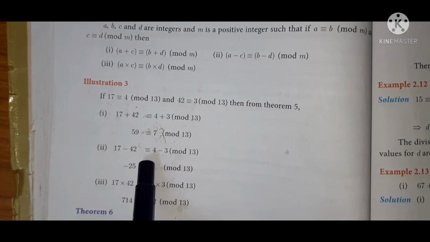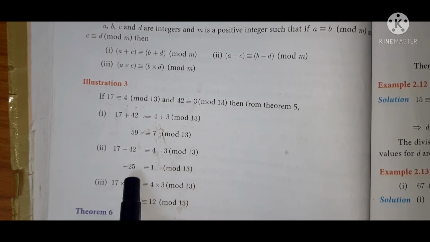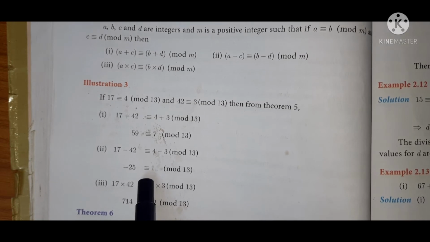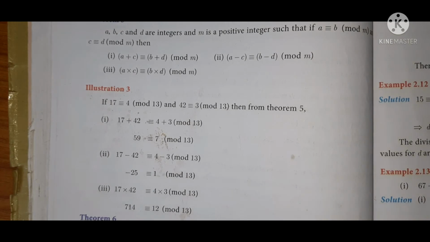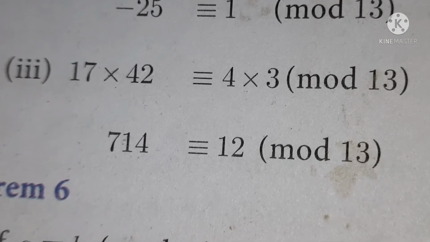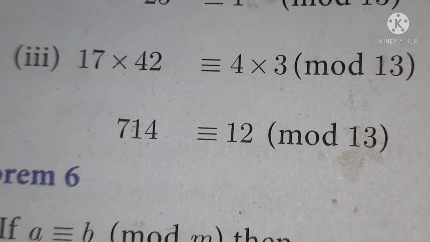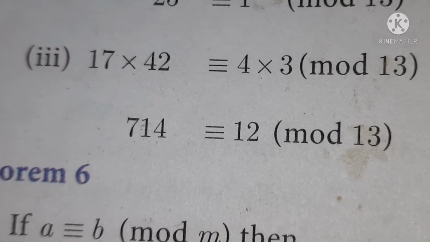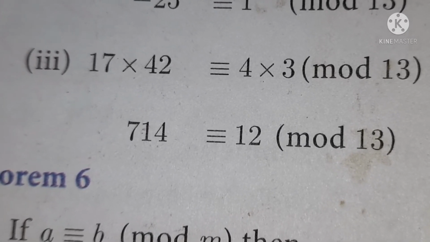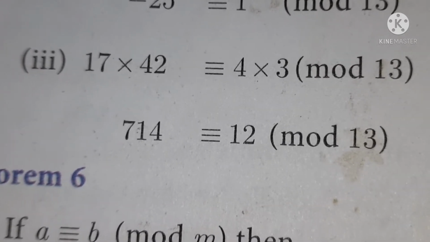17 minus 42 is congruent to 4 minus 3 mod 13, so minus 25 is congruent to 1 mod 13. When minus 25 is divided by 13, we get the remainder 1. 17 into 42 is congruent to 4 into 3 mod 13. 17 into 42 gives 714, which is congruent to 4 into 3, that is 12, mod 13. When 714 is divided by 13, we get the remainder 12.